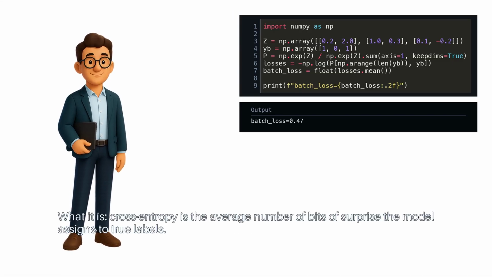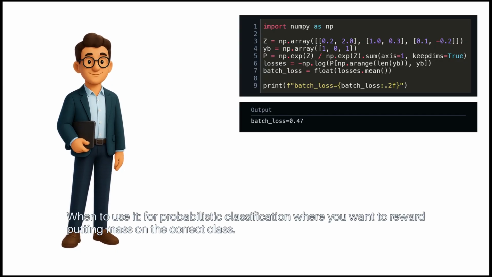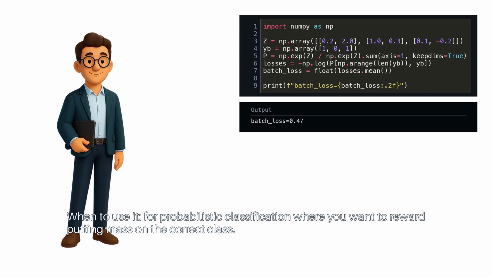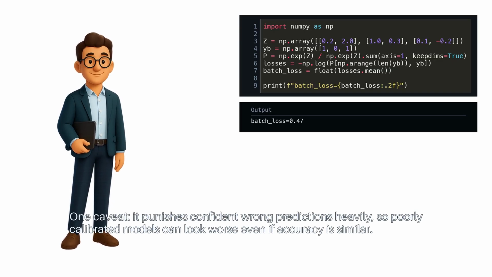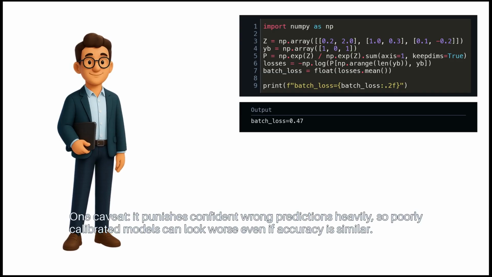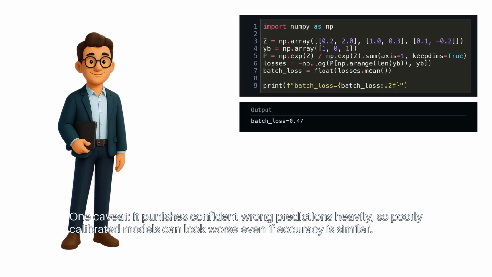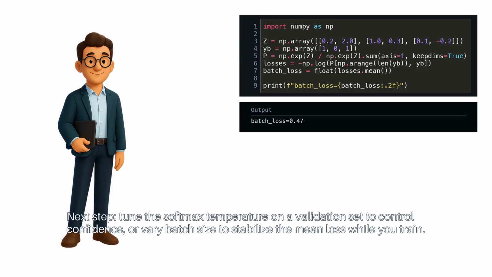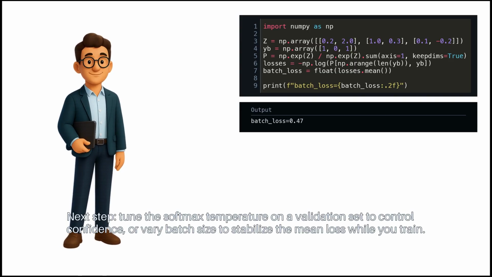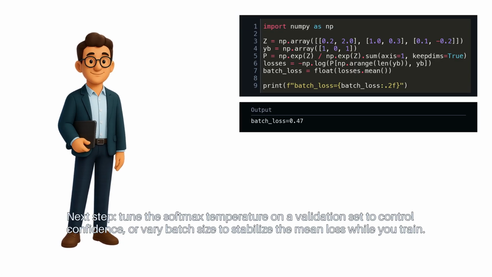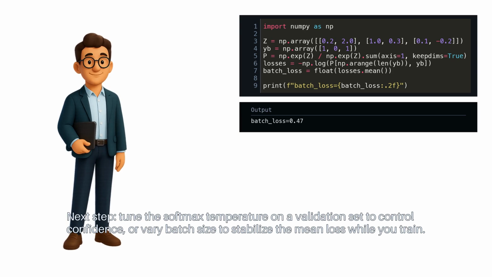Recap. What it is: cross-entropy is the average number of bits of surprise the model assigns to true labels. When to use it: for probabilistic classification where you want to reward putting mass on the correct class. One caveat: it punishes confident wrong predictions heavily, so poorly calibrated models can look worse even if accuracy is similar. Next step: tune the softmax temperature on a validation set to control confidence, or vary batch size to stabilize the mean loss while you train.